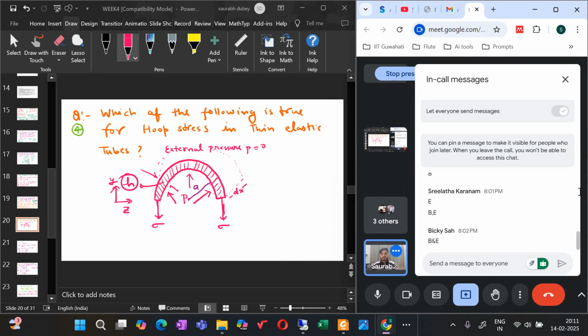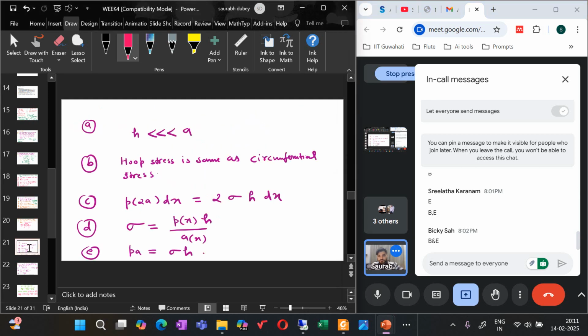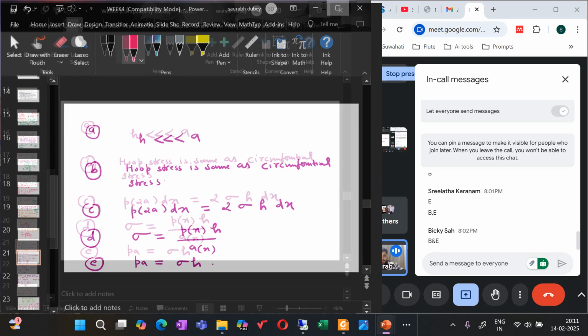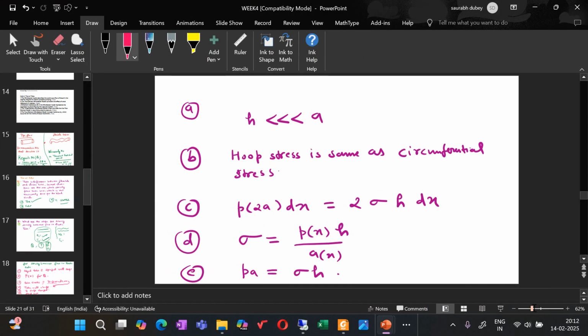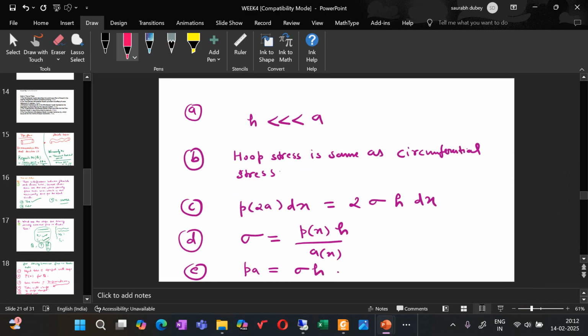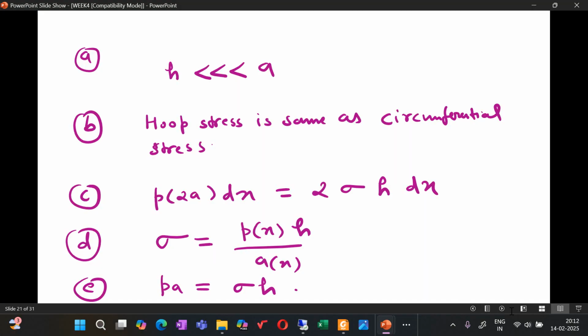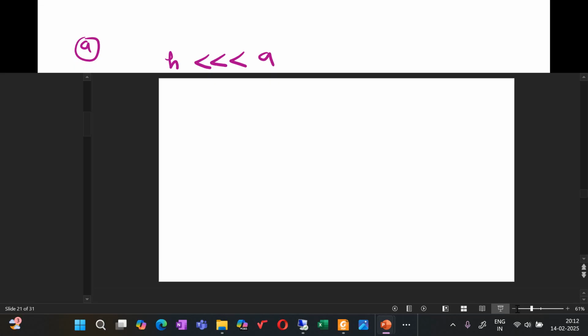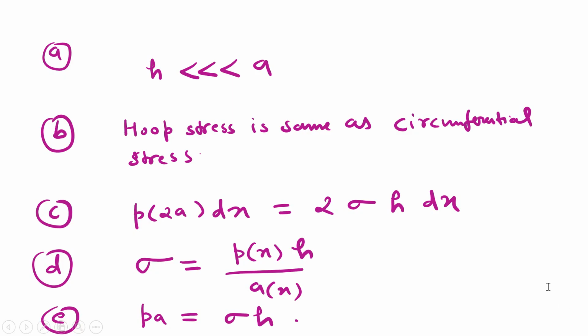Now I can see. So if you see, option A is, let me just put both the slides together if I can keep it. No, I can't keep it. If it can happen, two slides together can't be kept, right? Okay, so let's see.